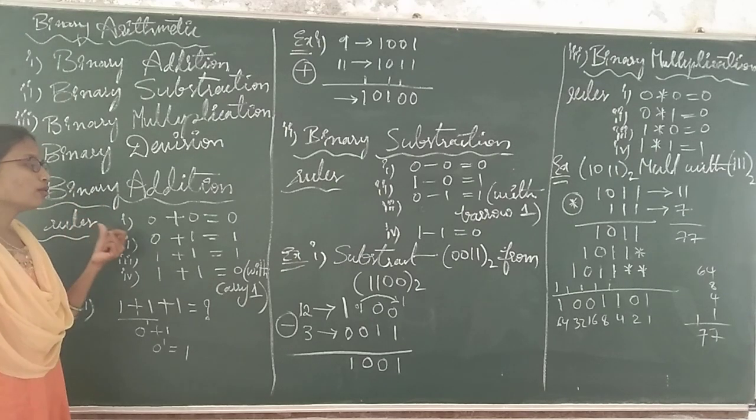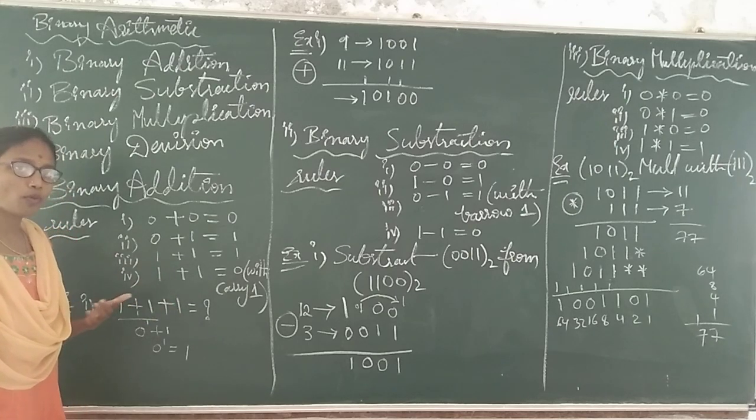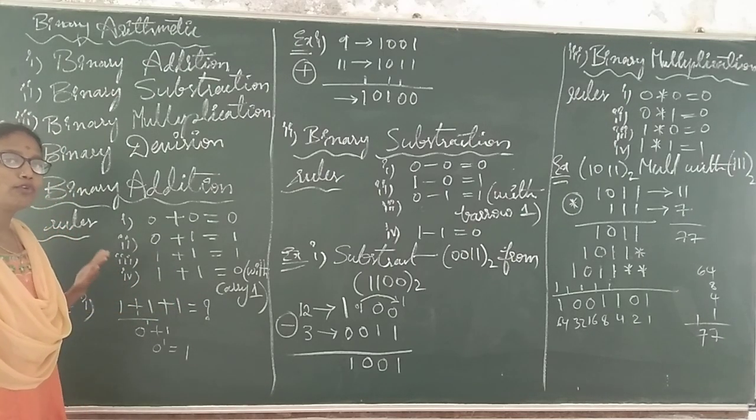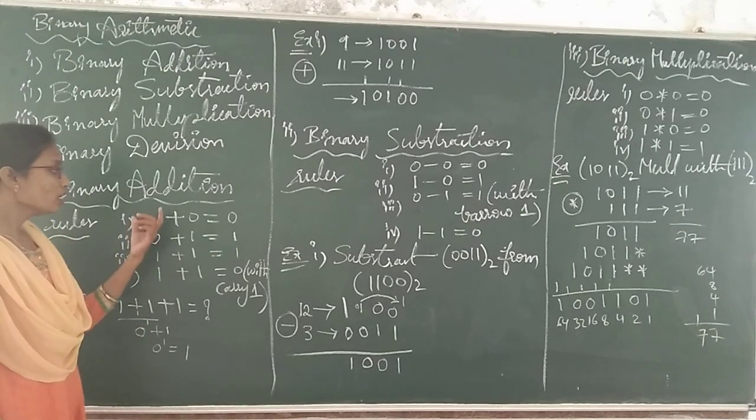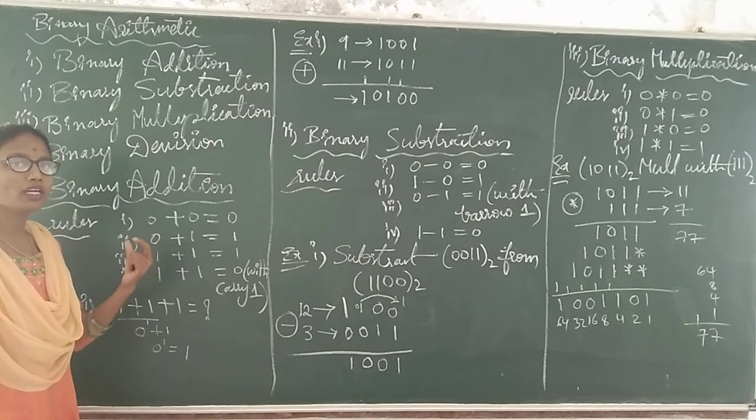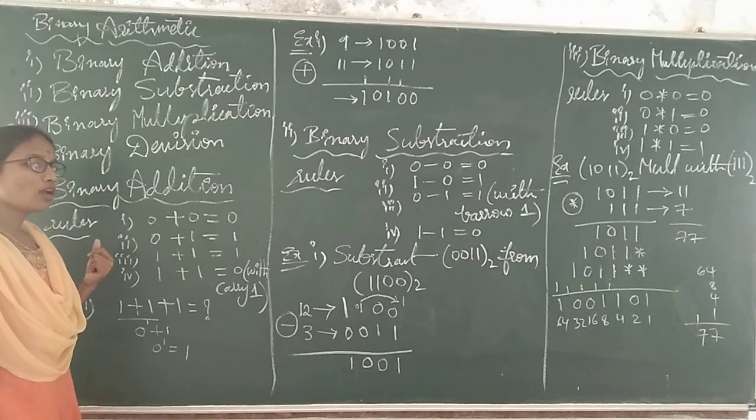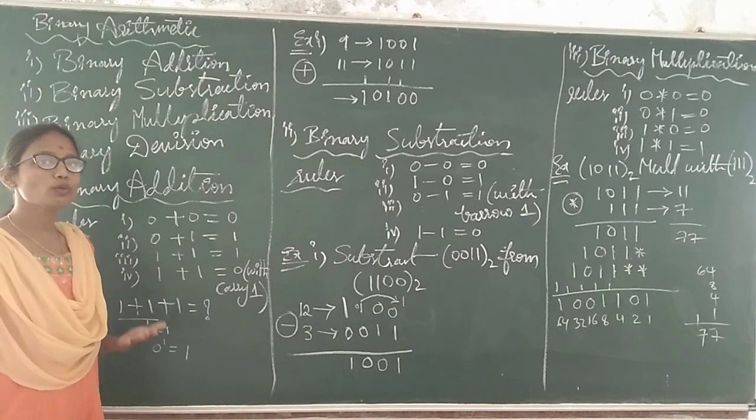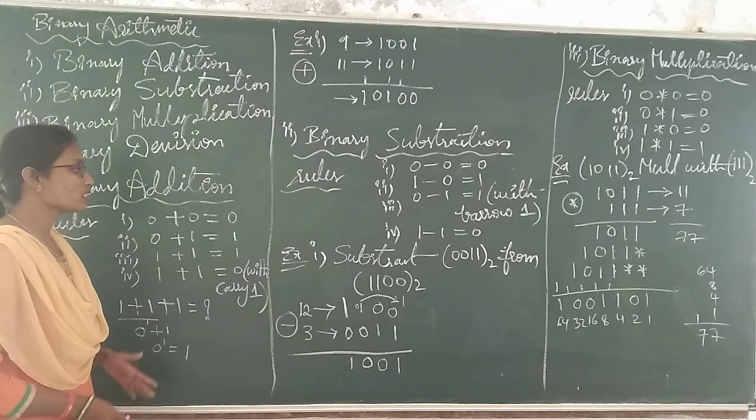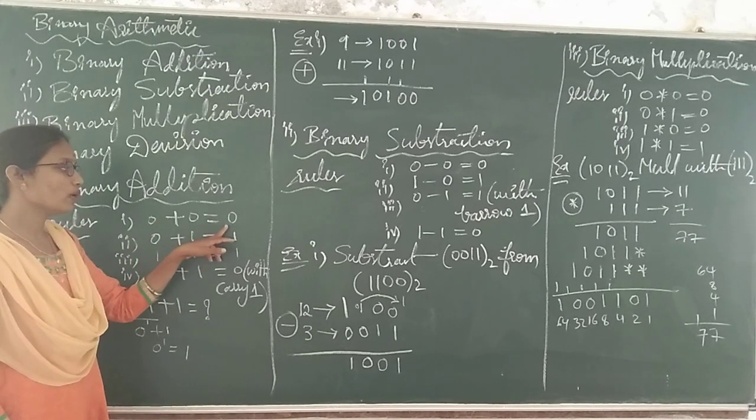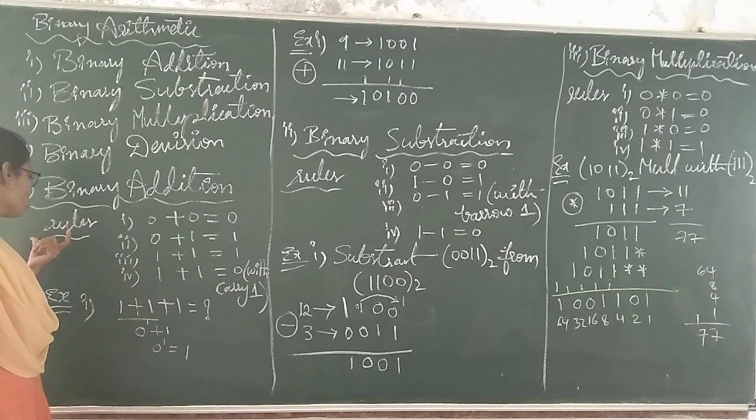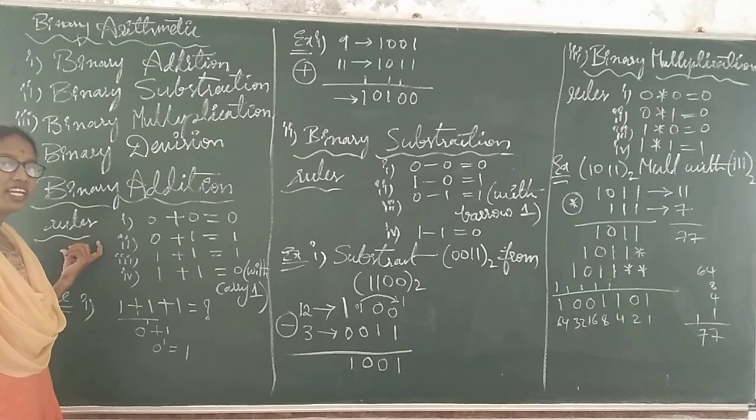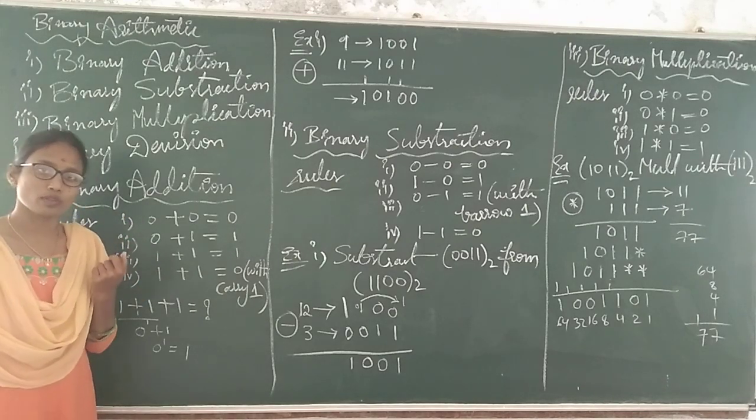Before we add binary codes, first we have to know the rules and regulations. How do we add binary bits? We know already that in binary we have only 2 digits, that are 0 and 1. Based on these rules we do binary addition. With the help of these rules we add binary codes.